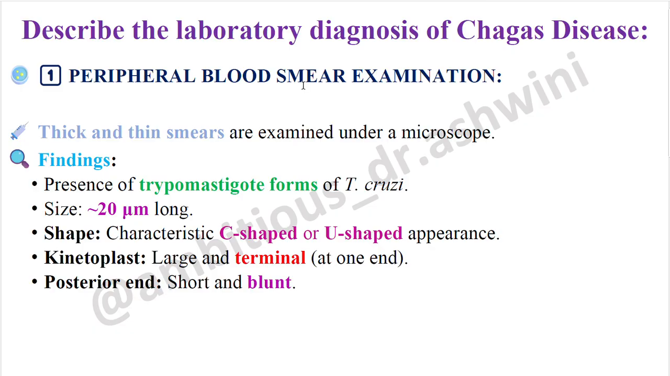Now we will see the laboratory diagnosis of Chagas disease. First one, peripheral blood smear examination. Thick and thin smears are examined under a microscope. Findings: presence of trypomastigote forms of Trypanosoma cruzi. Size is about 20 micrometer long. Shape: characteristic C-shaped or U-shaped appearance. Kinetoplast, large and terminal at one end. Posterior end which is short and blunt.